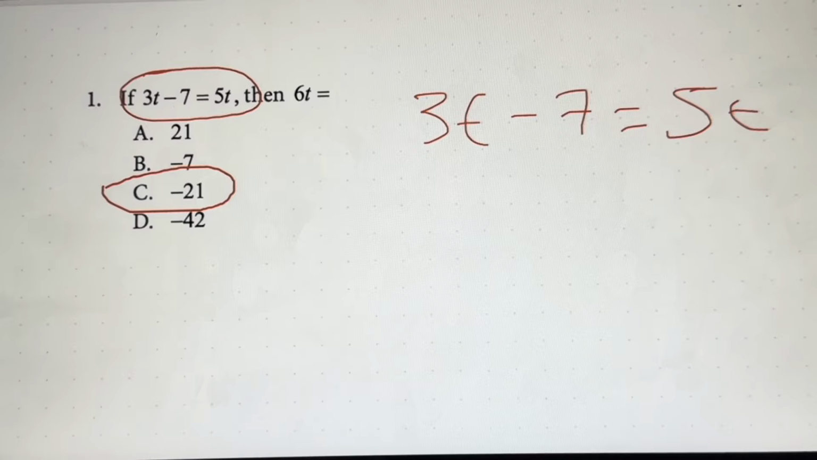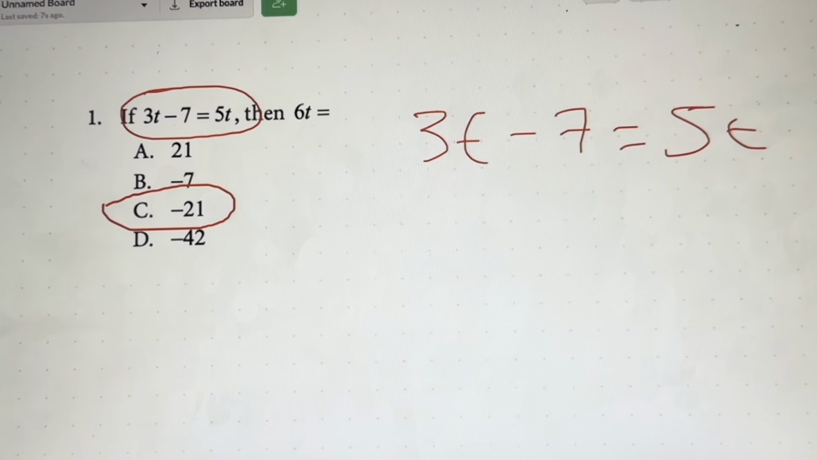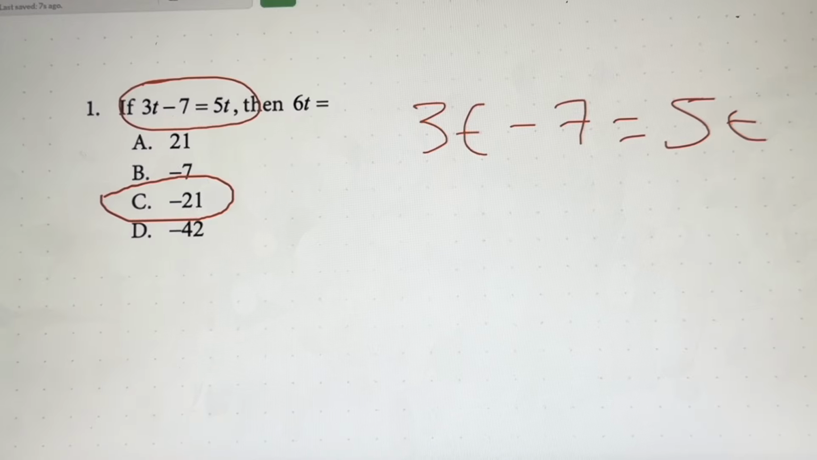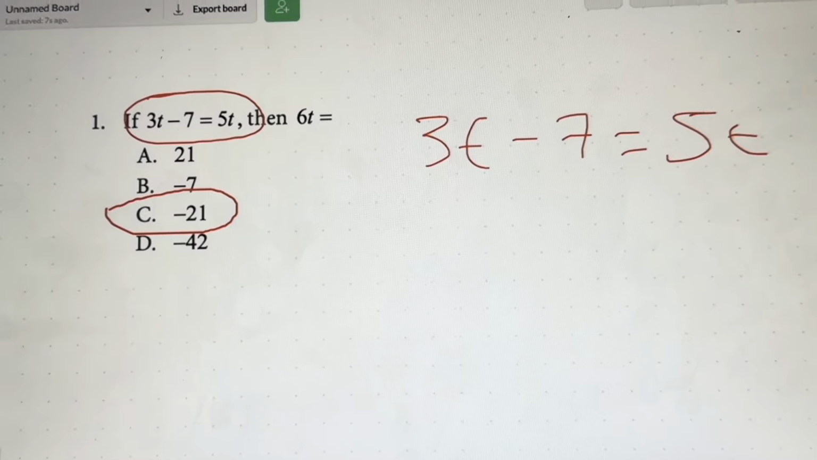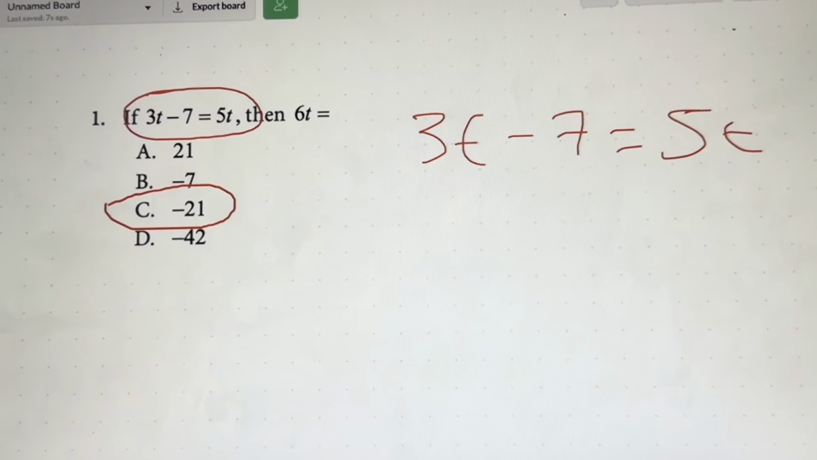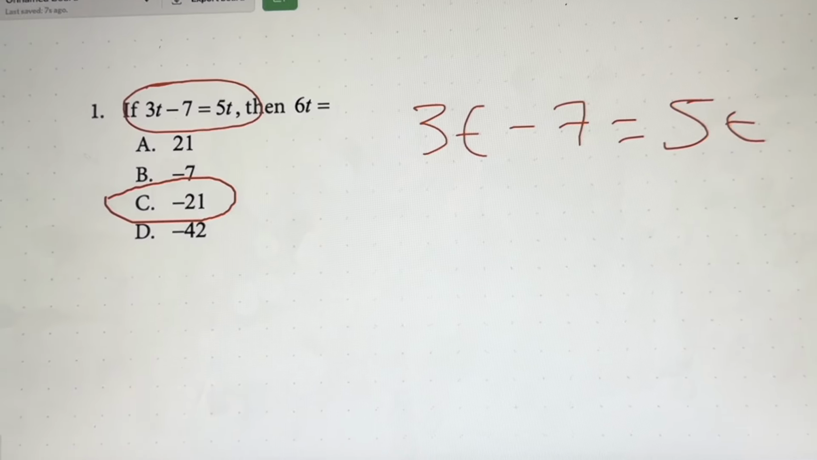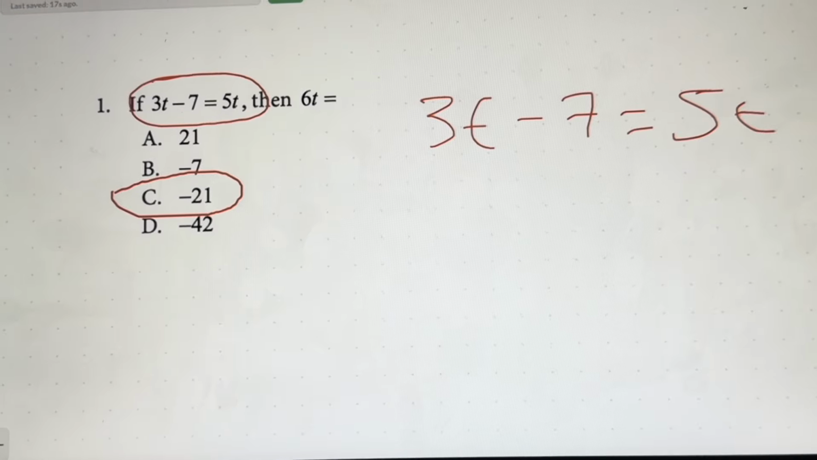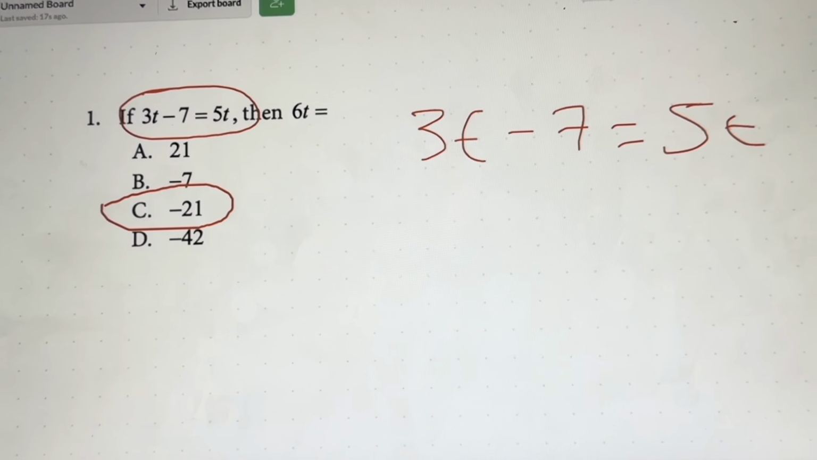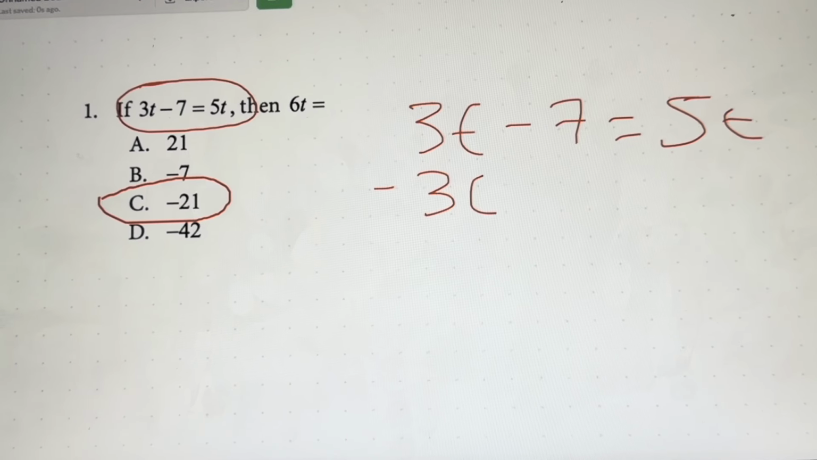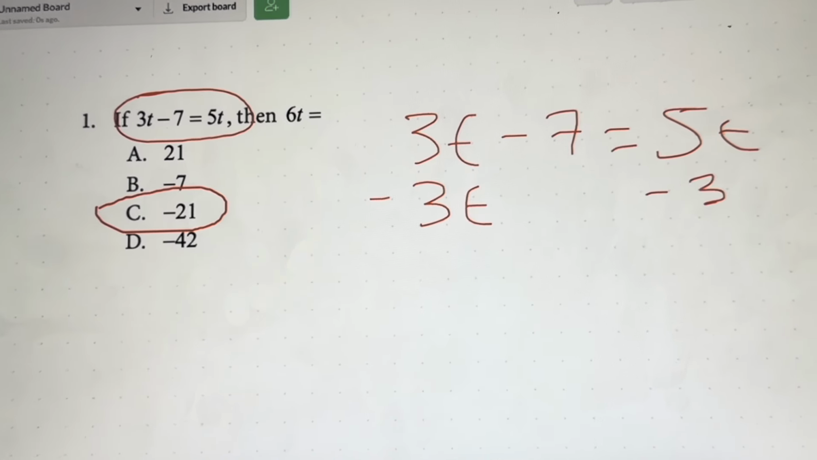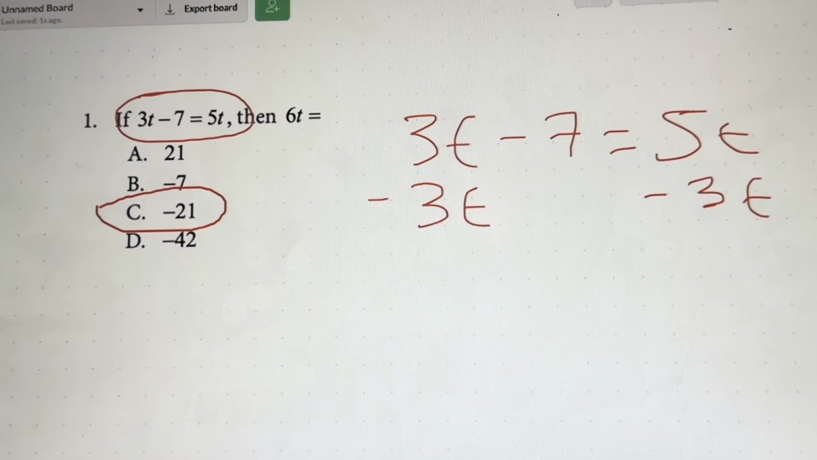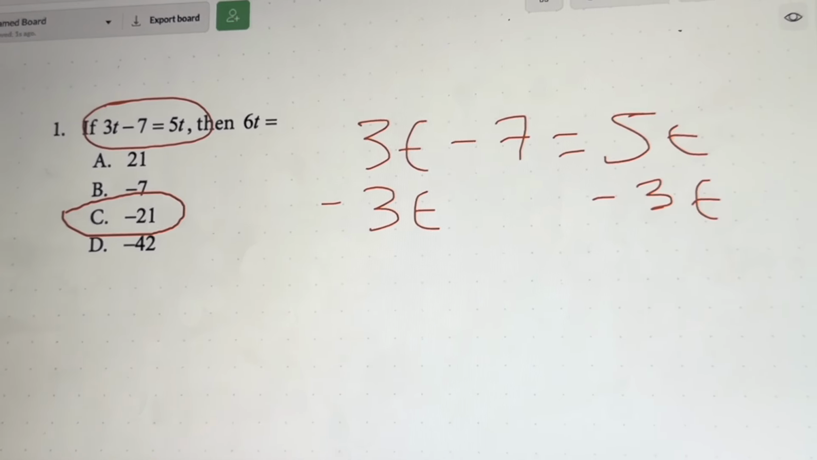That's the key. Okay. Now, when we're trying to isolate a variable, like we're trying to solve for t, the general theme is we want to get all the terms with t on one side of the equation, and then everything else on the other side of the equation. Okay. So here's what I'm going to do. I'm going to subtract both sides by 3t. And the reason I'm subtracting 3t from both sides is I'm going to get rid of the 3t on that side.